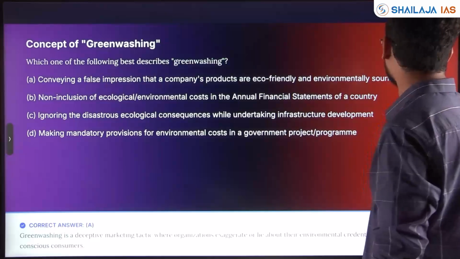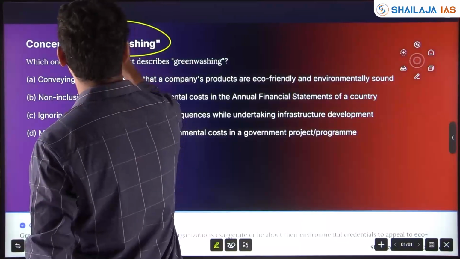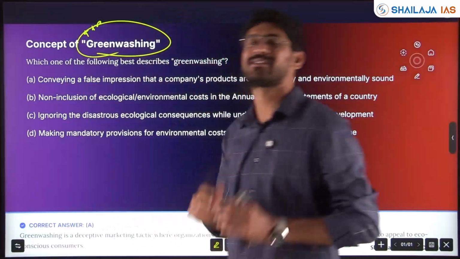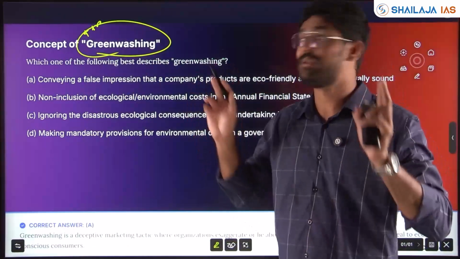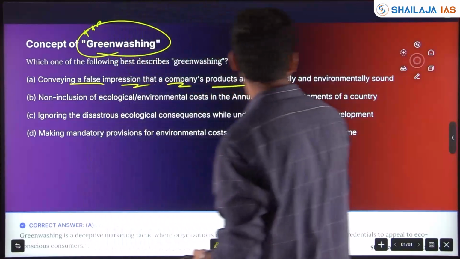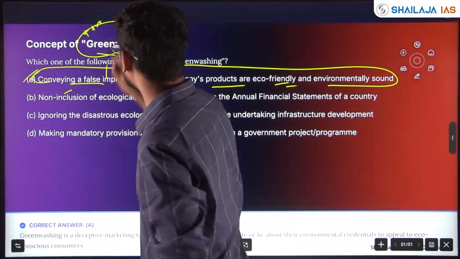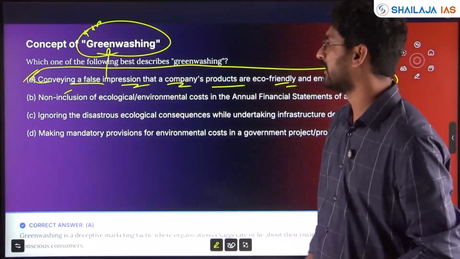Again, the concept of greenwashing. I think we did it in economy. Terminology, greenwashing: washing yourself as if you are a green product. So, conveying a false impression that a company's products are eco-friendly and environmentally sound. Yes, statement 1 is properly explaining greenwashing.